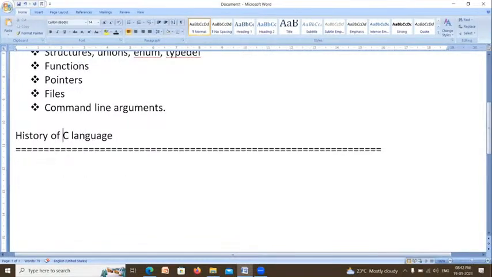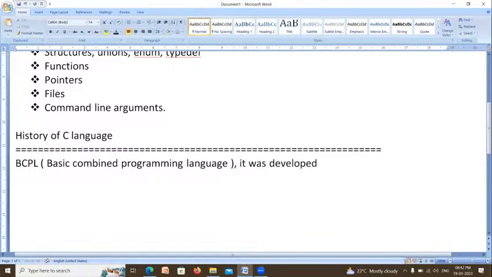There are so many high level languages. One of the popular high level programming languages is BCPL. BCPL stands for Basic Combined Programming Language. It was developed by Martin Richards.